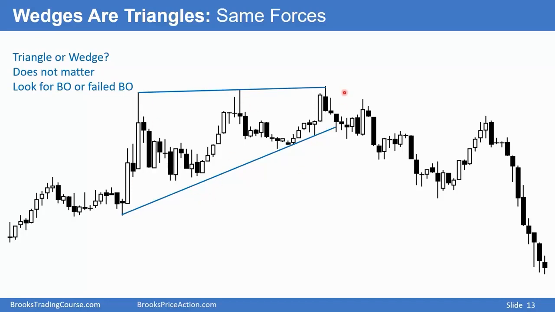Three pushes up, in a channel, convergent, 75% chance in general. If it's a wedge, 75% chance you get a successful bear breakout. The flatter it is, the more it's a triangle. 50% chance you get the downside breakout, 50% chance you get the upside breakout.